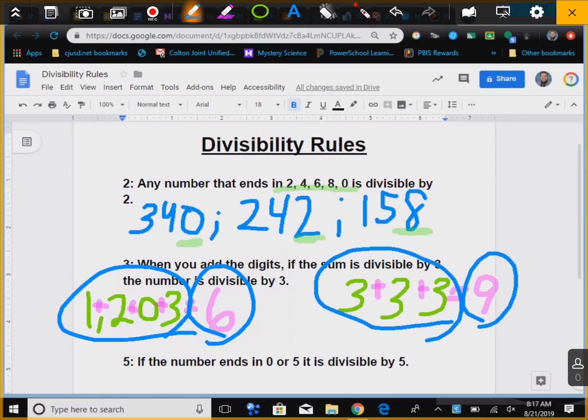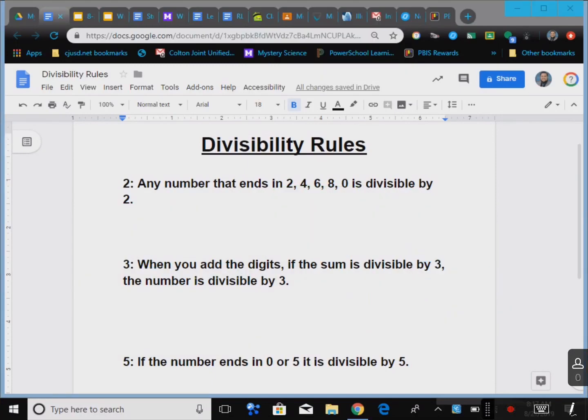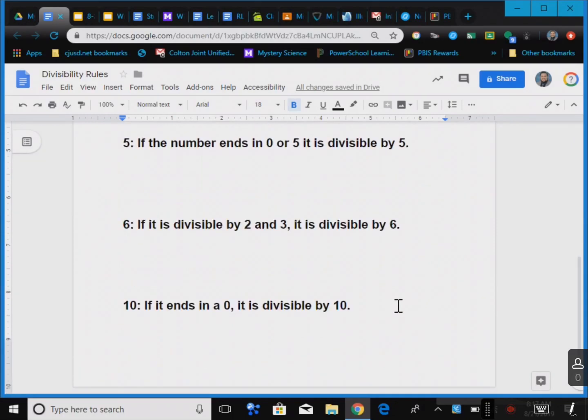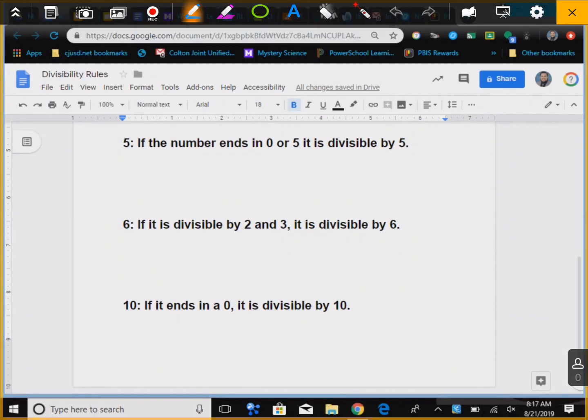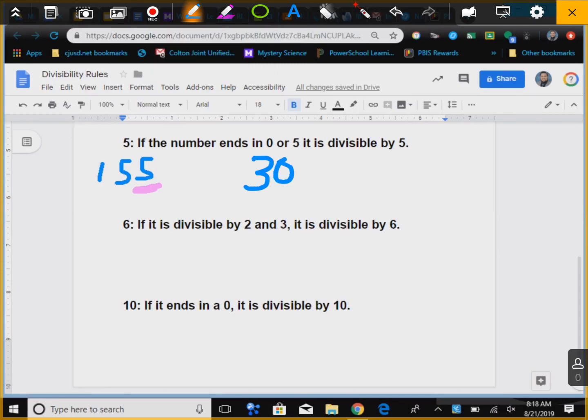Alright, let's do numbers that are divisible by 5. This one's pretty simple. Let me scroll down for a second. We'll do these last 3. To be divisible by 5, it's quite simple. The number has to end in a 0 or 5. So if I have 155, that is divisible by 5 because it ends in a 5. If I have 300, that's divisible by 5 because it ends in a 0.